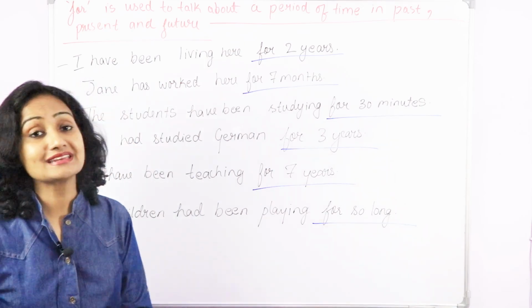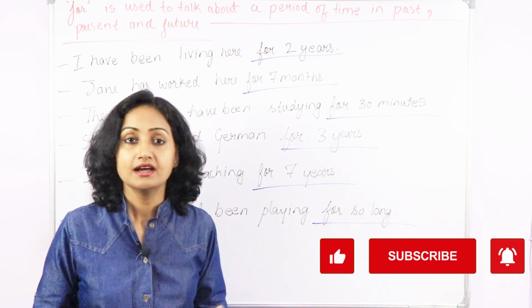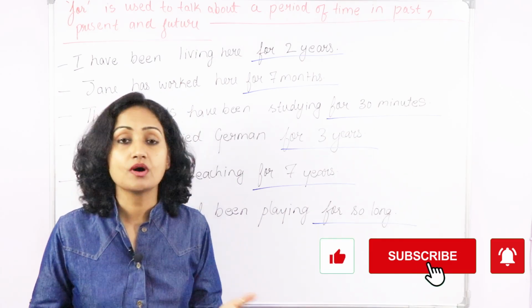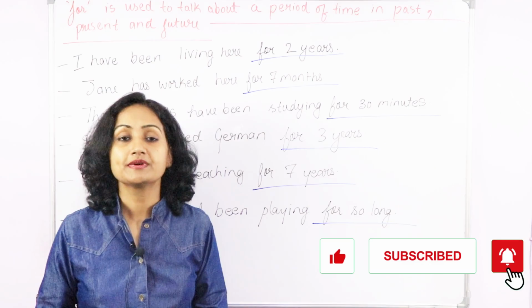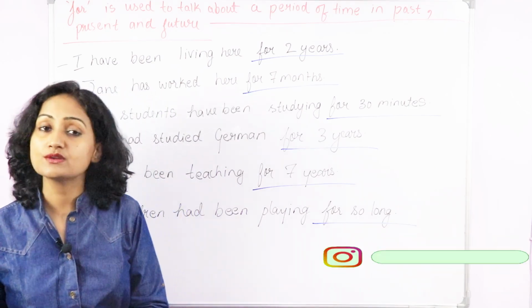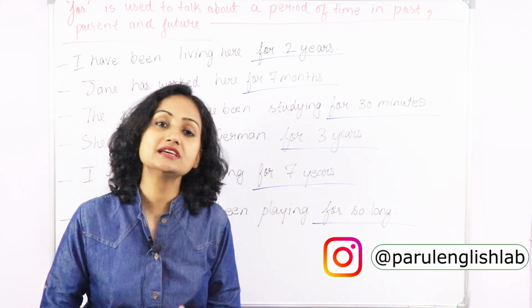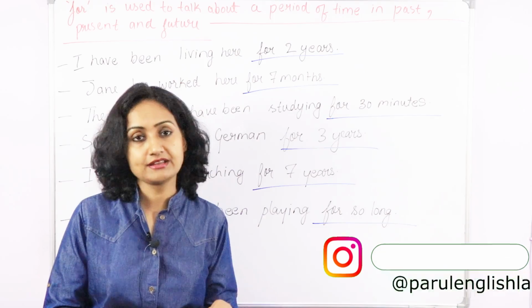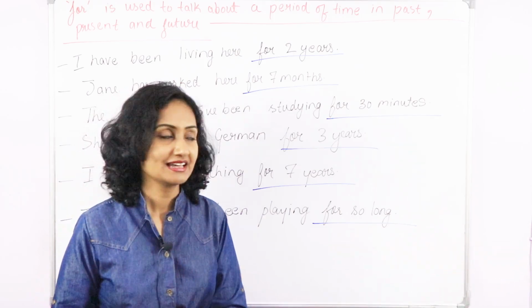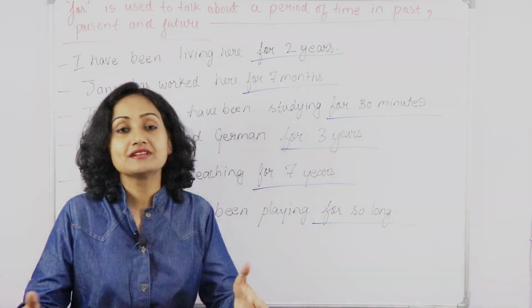We don't use it in continuous tenses, like I am teaching for half an hour, or I am studying for 2 hours. That's incorrect because that is present continuous tense, and we don't use for and since in present continuous. We generally use them in perfect or perfect continuous tenses. So this way you can use for to talk about a period of time.